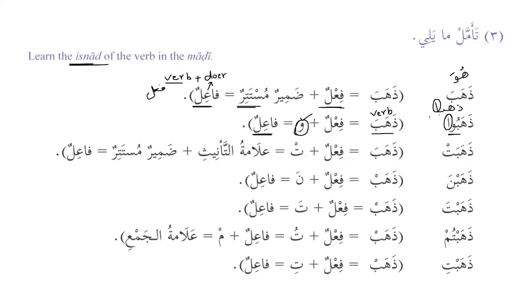So dhahaba, dhahaba, dhahabu. Now you remember the past tense conjugation? In past tense conjugation, for one person we say dhahaba, for two persons we say dhahaba, and for more than two we say dhahabu. So as we can see over here, this alif is the doer. So in number one, the doer is hidden, mustatir. In number two, the doer is alif. And in number three, the doer is wow.